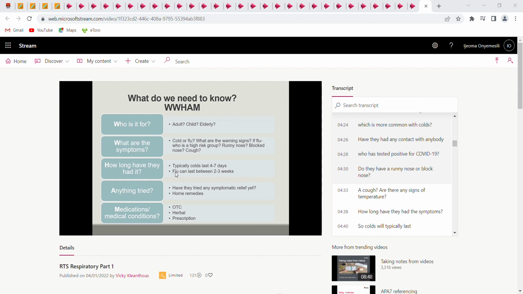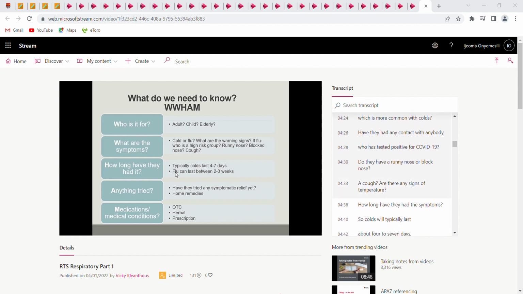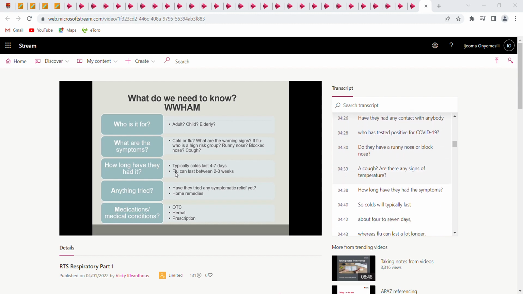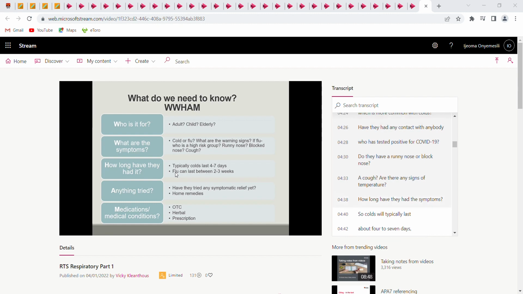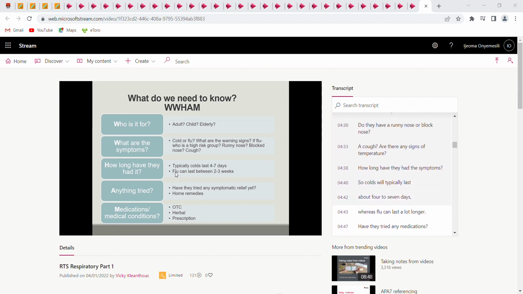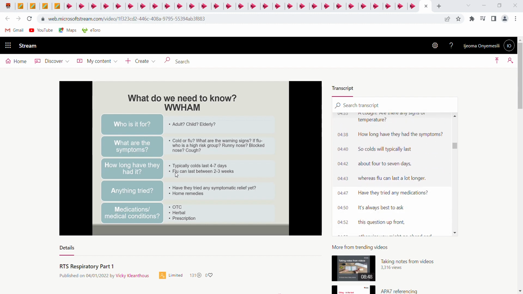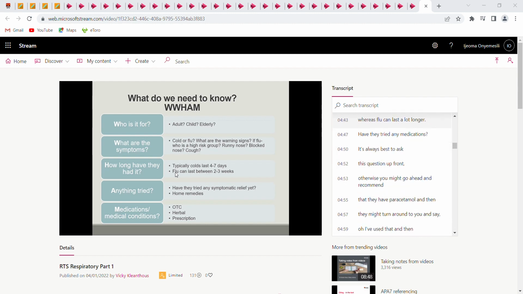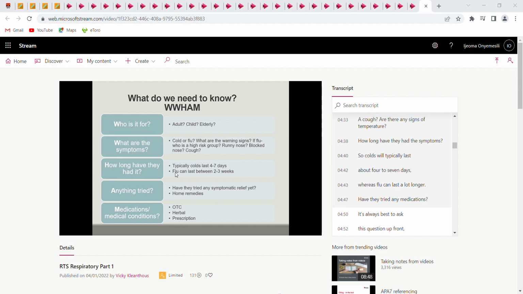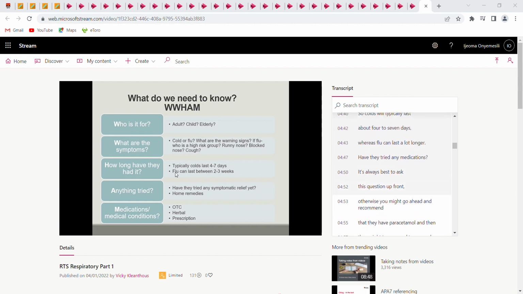Do they have a runny nose, a blocked nose, a cough? Are there any signs of temperature? How long have they had the symptoms? So colds will typically last about 4 to 7 days, whereas flu can last a lot longer. Have they tried any medications? It's always best to ask this question up front.